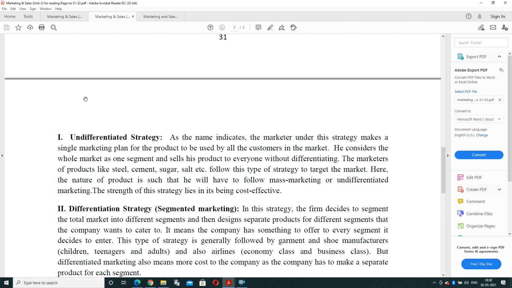The best example is also there, like steel. Steel cannot be differentiated. Cement cannot be differentiated. Sugar cannot be differentiated. Salt cannot be differentiated. So they follow this type of strategy to target the market.